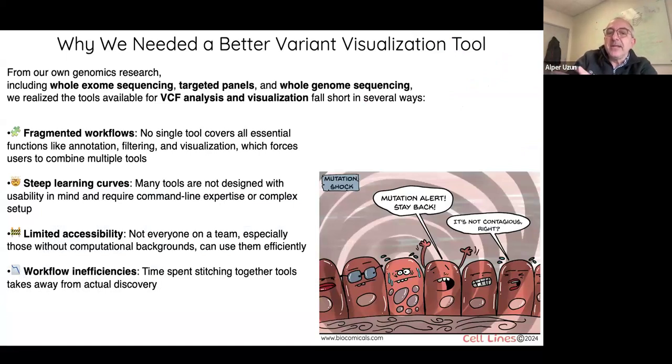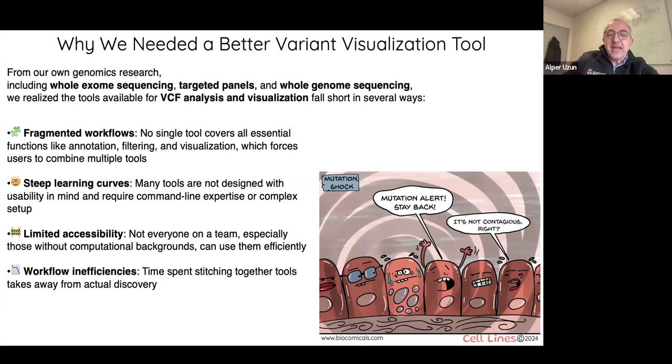There are, of course, so many tools like that. So the question is why we needed better variant visualization tools, since they already exist in genomics and bioinformatics. This really comes from our own needs. For our own genomic research, including whole exome sequencing, targeted panels, and whole genome sequencing, we realized that there are very powerful, good tools for VCF analysis and visualization, but they fall short in several ways.